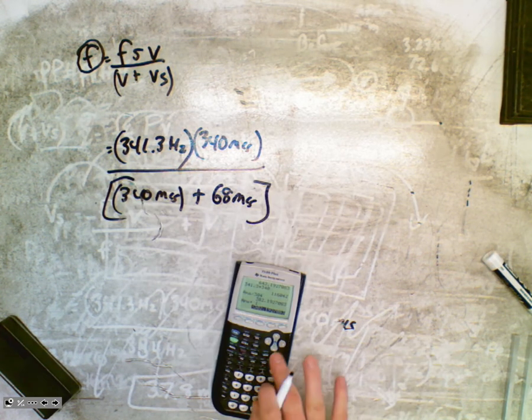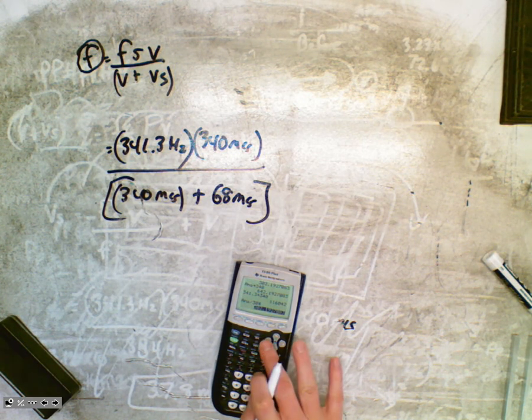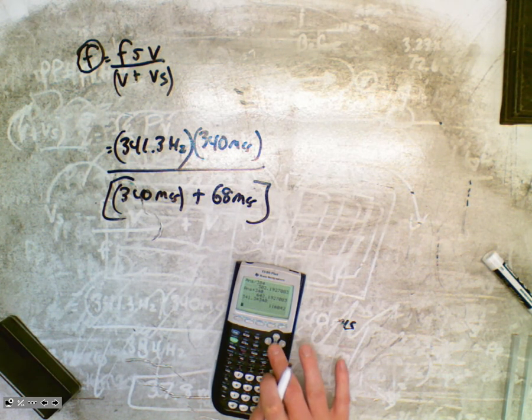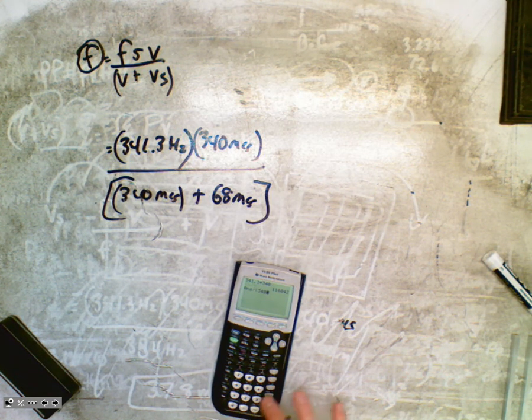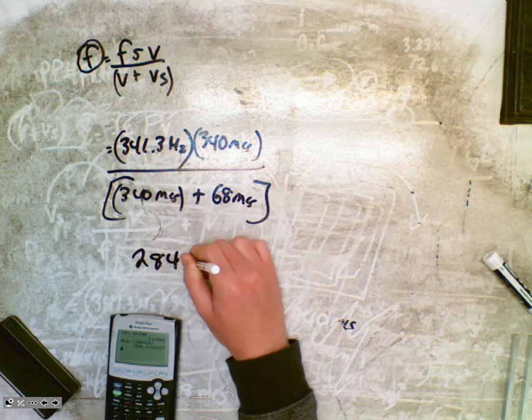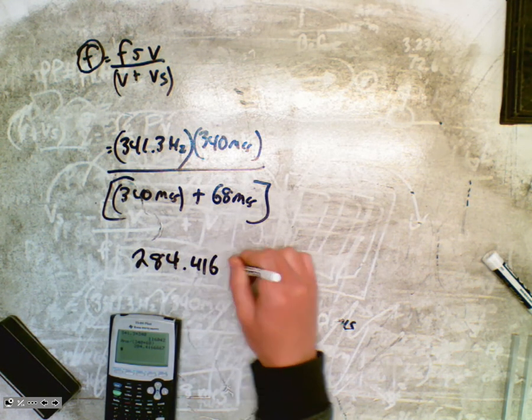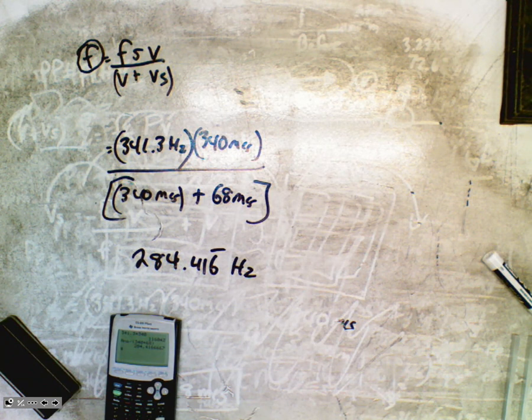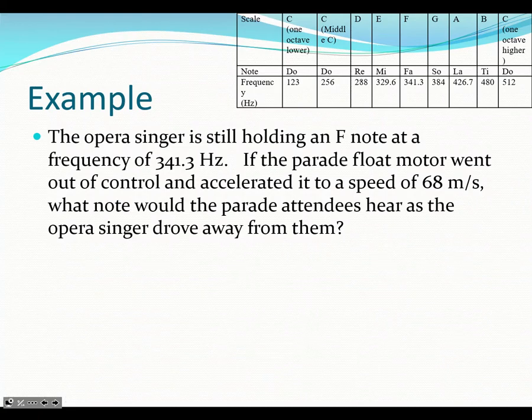So if we plug all of that in, remember that we add these on the bottom here, we don't multiply them. So we get 284.416 repeated hertz, and it asks us what note that is. So if we go back and we look at our chart, it looks to be closest to a D note. So we would hear a D note. Okay.